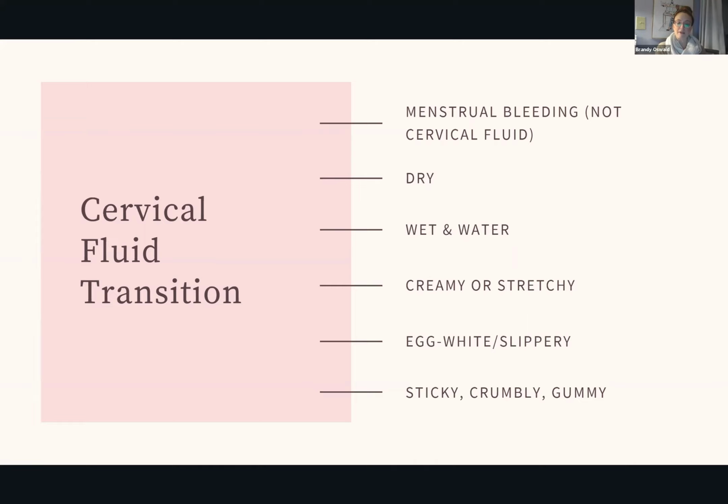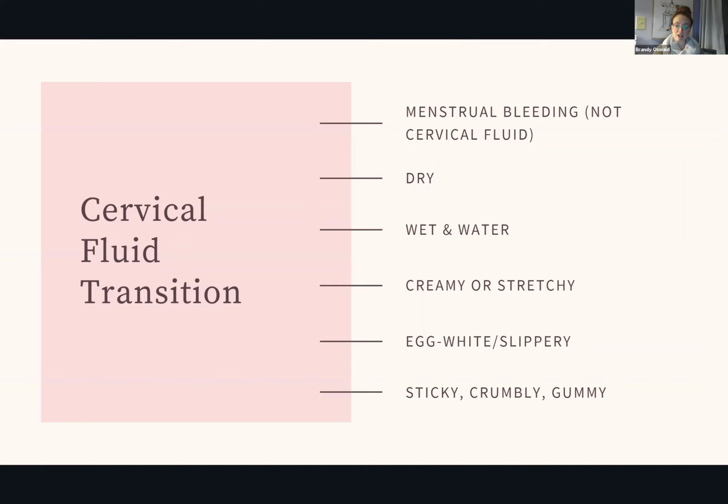From there, we generally have a few days of a dry sensation. To be fair, your vagina is a moist, wet environment, so it's never going to feel completely dry, but it will feel like there's a lack of fluid compared to the other days of your cycle. So when you go to the bathroom and you wipe, there's only like pee on the toilet paper, not watery discharge or a creamy sensation or a slippery sensation.